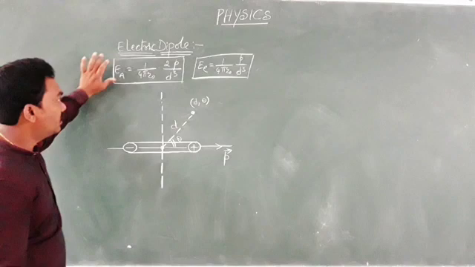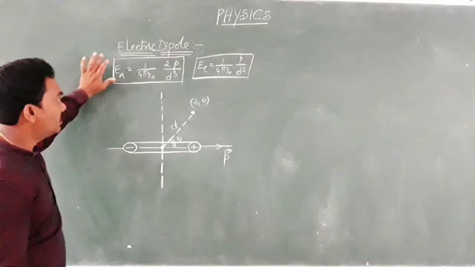So the intensity of electric field at this point is E equal to 1 by 4 pi epsilon naught into P by d cube into root of 1 plus 3 cos square theta, where theta is the angle made by the line joining the point from the center of the dipole with the axis of the dipole. P is the dipole moment. d is the distance of the point from the center.